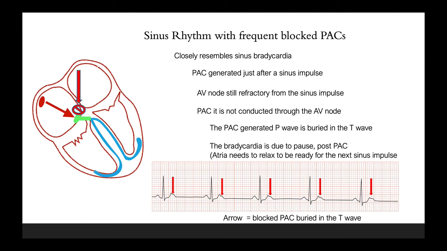So the PAC is generated, and the P wave is buried in the T wave. Why do we get bradycardia? The bradycardia is due to the pause which comes post PAC. The atrium needs to relax to be ready for the next sinus impulse. So the PAC has set in after the sinus rhythm, and because of the PAC, some of the atrial cells have contracted and they've not yet relaxed for the next sinus impulse to take action, and so we have this pause, and so we have the bradycardia.